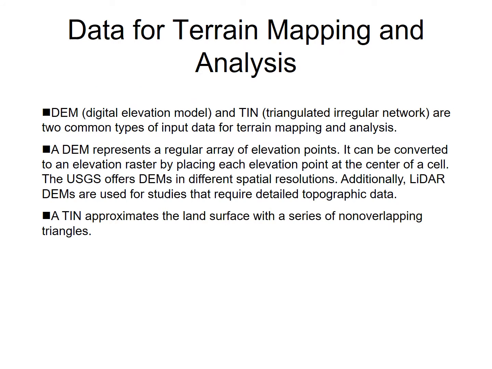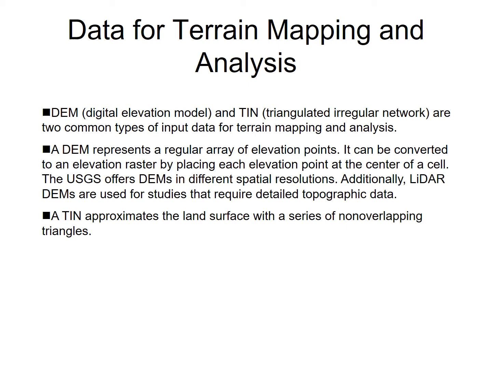Data for terrain analysis and mapping. The first thing it starts with is a DEM. Sometimes we can use a TIN, but mostly DEMs. A DEM represents a regular array of elevation. It can be converted to an elevation raster by placing elevation points at the center of the cells. And we do this a lot of times. This data is collected from aerial photographs, but sometimes it's also collected from LiDAR.